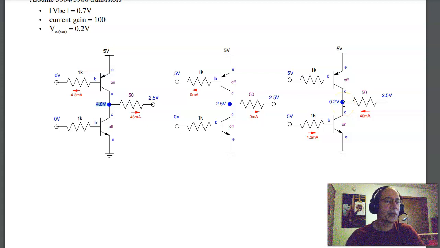Check to make sure I'm saturated. Beta IB is greater than IC. IB is 4.3 milliamps. If beta is 100, I have 430 milliamps. That's how much current I allow. I'm only trying to push 46 milliamps, so beta IB is more than IC. It's saturated. That checks.